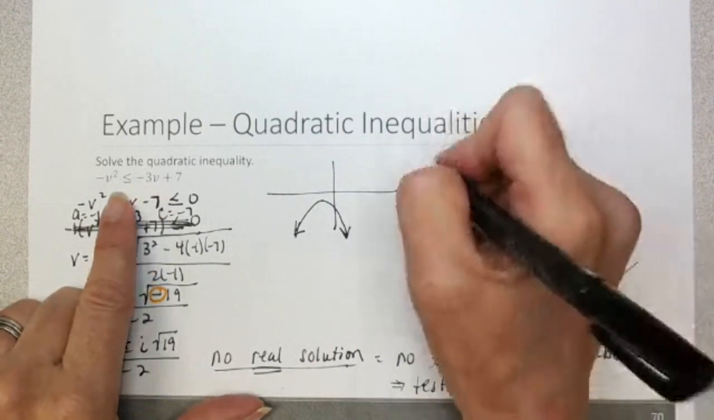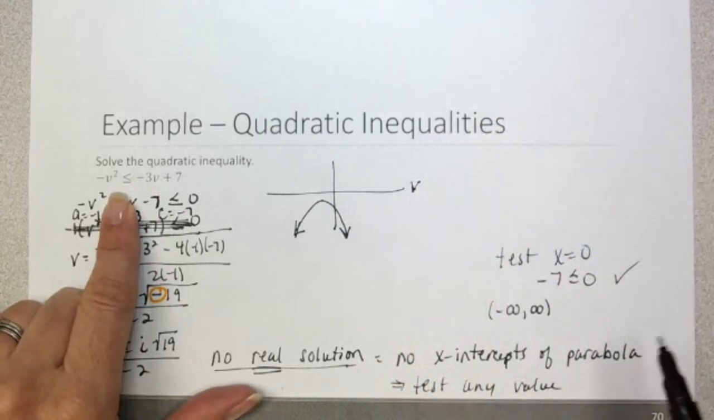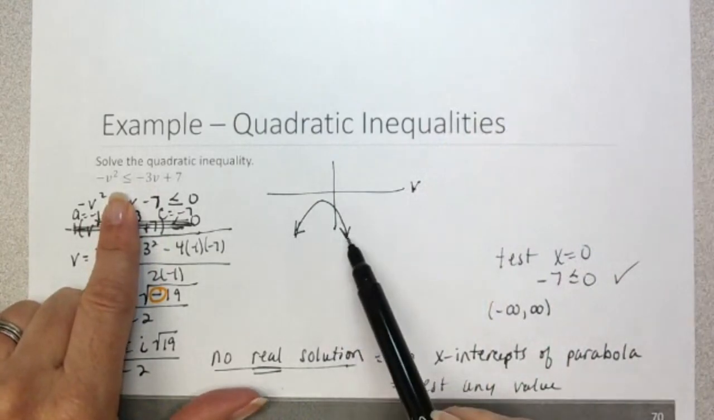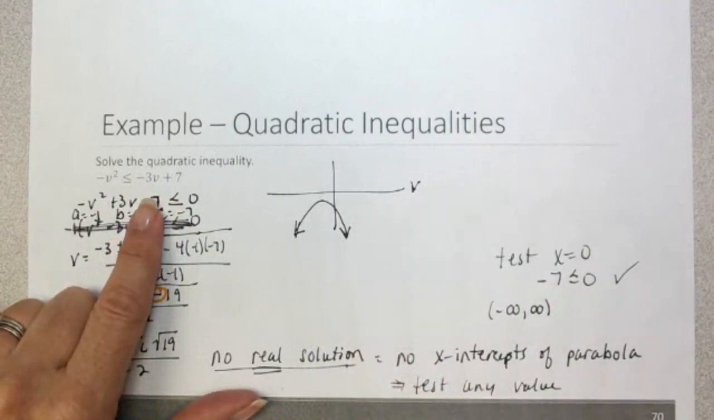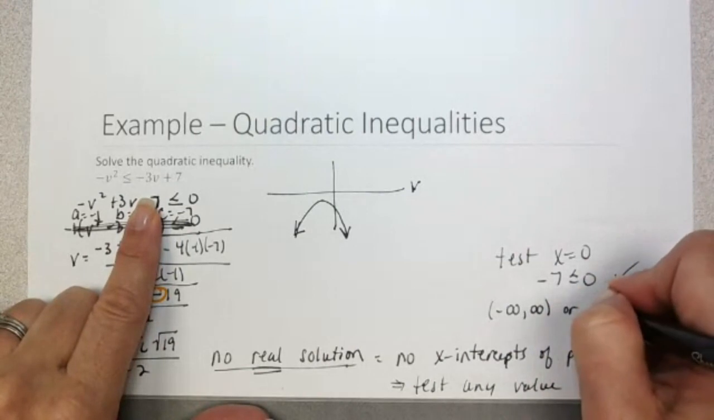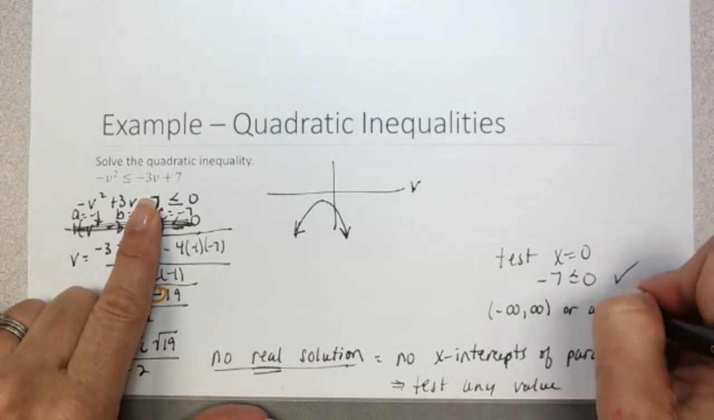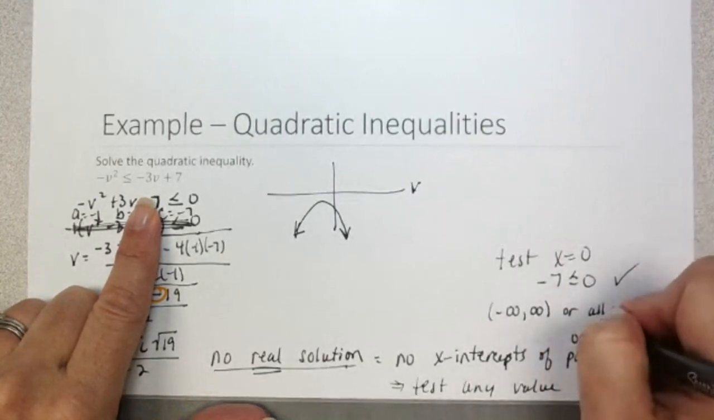All values of v, this is a v-axis here, instead of x's and y's, we're using v's, right? All values of v are going to result in negative outputs of the function, right? Negative outputs of the function. So -infinity to +infinity, or we might say all real numbers, or sometimes we even use this symbol like this.